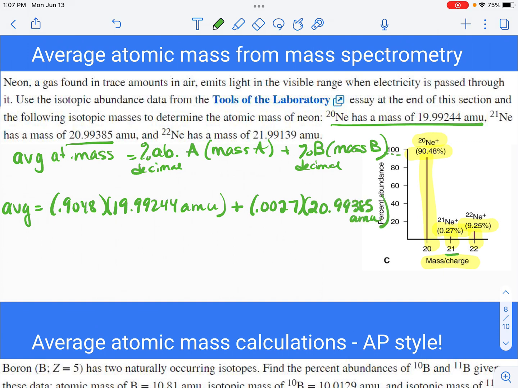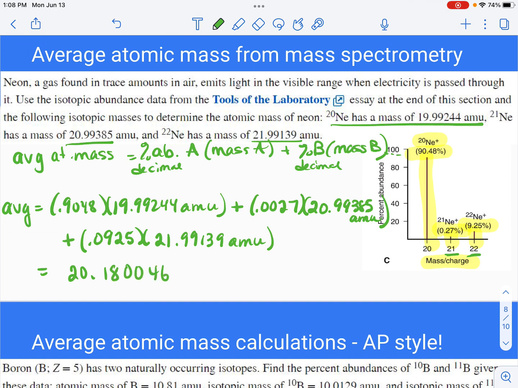20.99385 AMU. And we're going to add to that the percent abundance of neon 22, which is 9.25% or 0.0925, times neon 22's mass of 21.99139 AMU. And then I'm going to do this math and crunch it out and discover that I get 20.18004668 as my answer from my calculator.